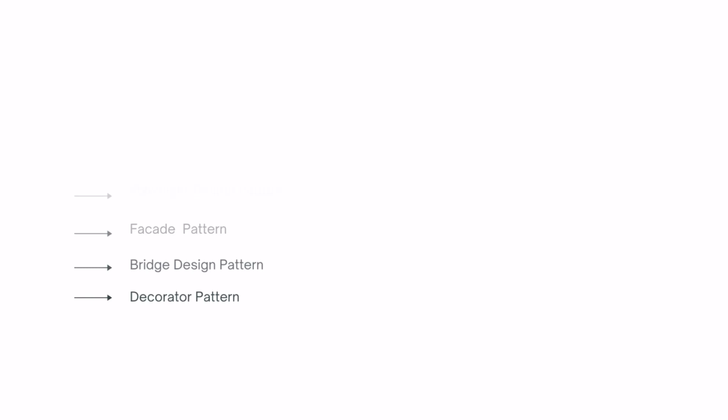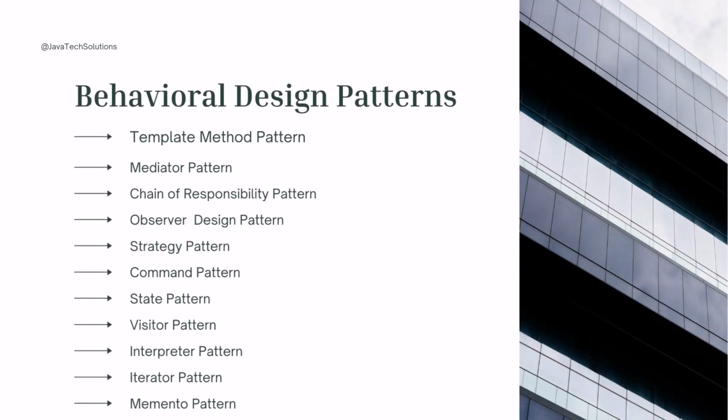Next is the behavioral design pattern. This is also a very interesting design pattern group. It has 11 design patterns, including template method, mediator, chain of responsibility, and observer. The observer design pattern is useful when we are interested in knowing the state of an object and want to be notified when there is any change. In such a scenario we can use the observer pattern. The JVM also uses a lot of observer patterns, and JMS, Java Messaging Service, is also used.